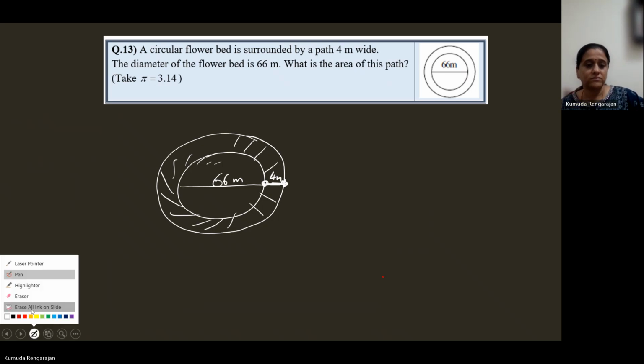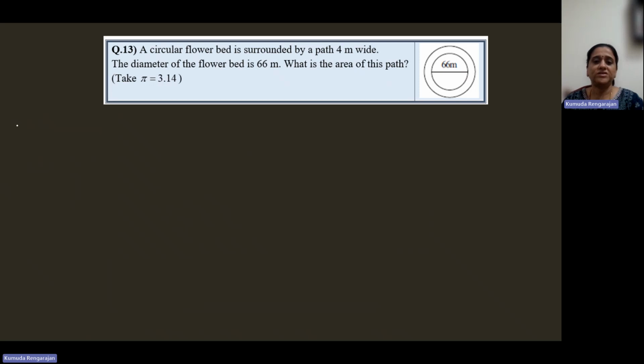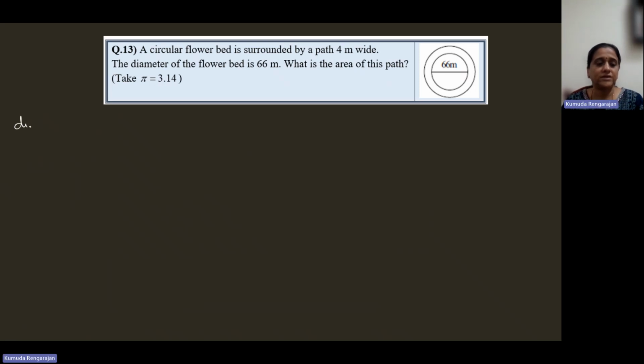Okay. So what's the diameter of the flower bed? Or okay, diameter of the inner circle? Diameter of inner circle. What is it?